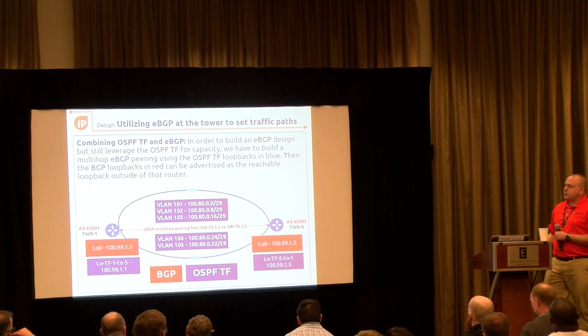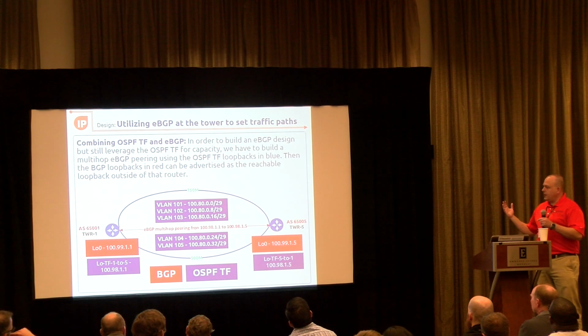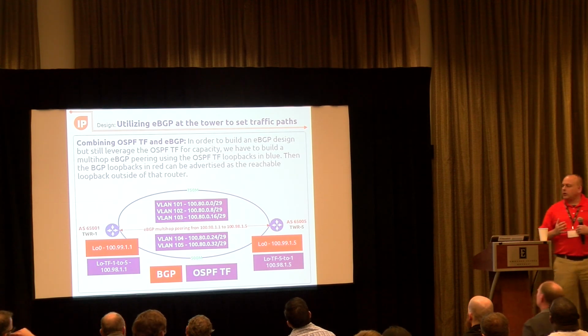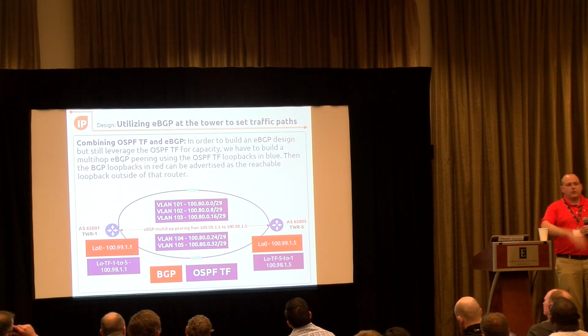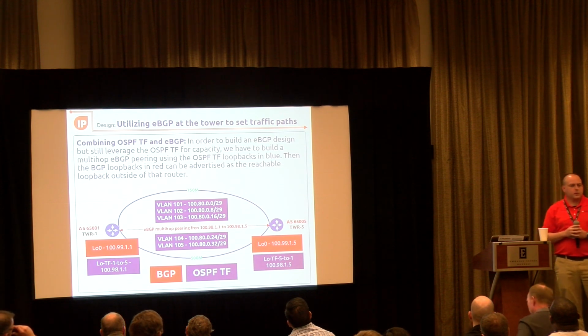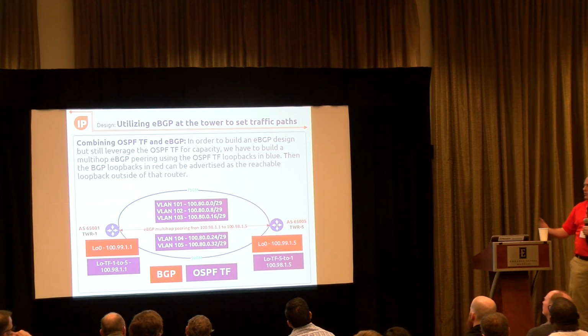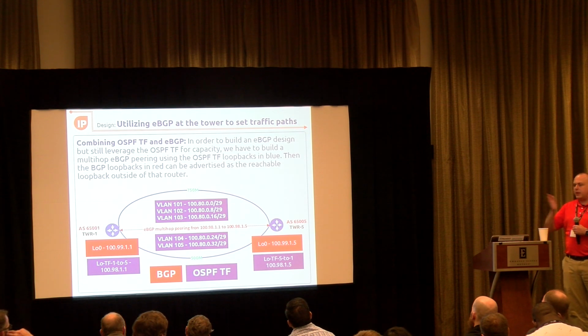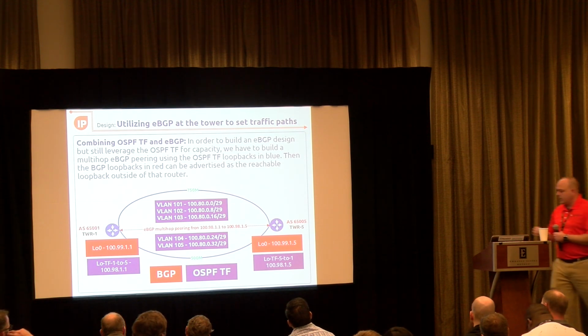So this is the answer to the scale problem. The eBGP relationship keeps all of that OSPF complexity and all those VLANs and all those subnets solely contained between those two towers. It never gets advertised outside of those two towers. And it works because eBGP automatically rewrites the next hop.